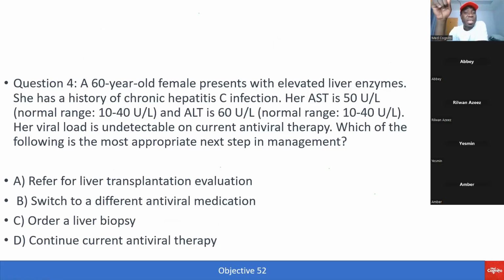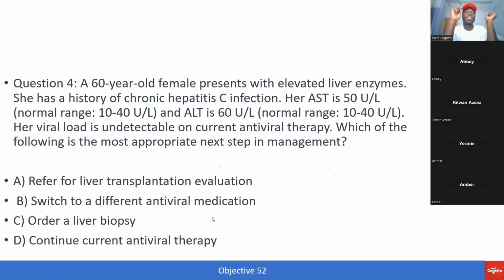Next question: a 60-year-old female presents with elevated liver enzymes. She has a history of chronic hepatitis C. AST is 50, ALT is 60. Viral load is undetectable on current antiviral therapy. Which of the following is the most appropriate next step? Anyone with the answer?